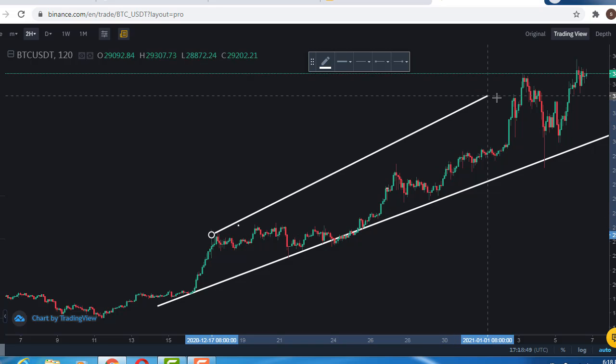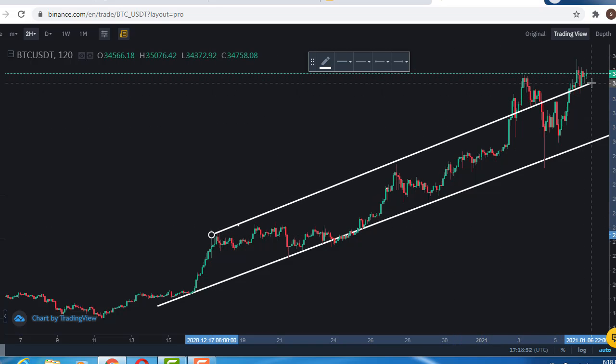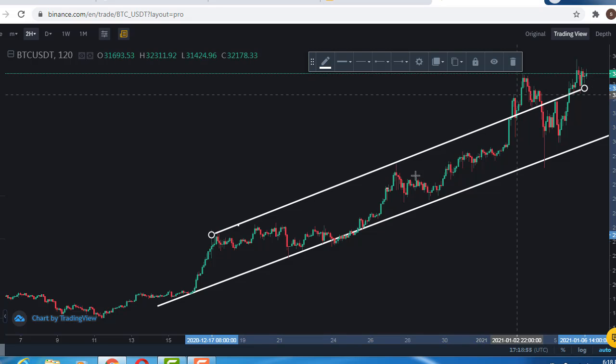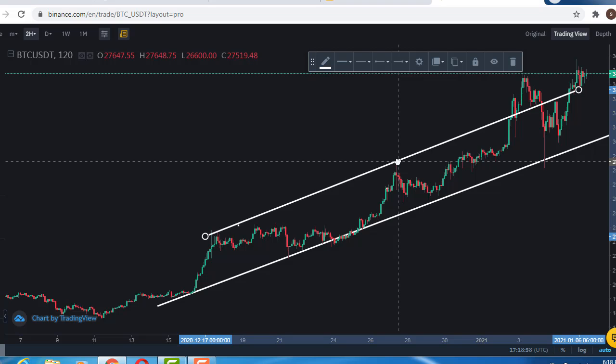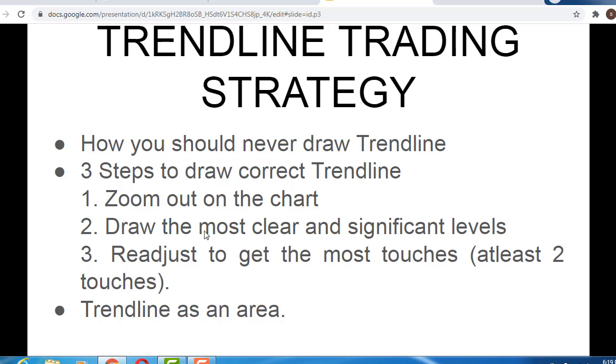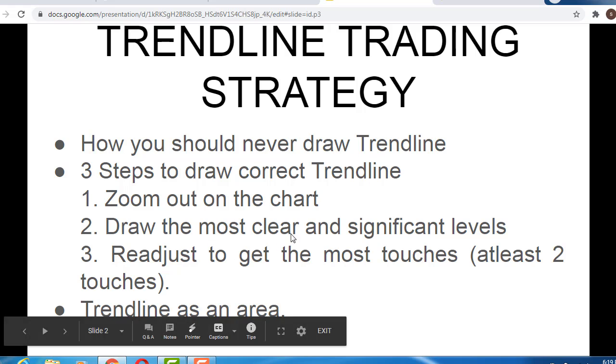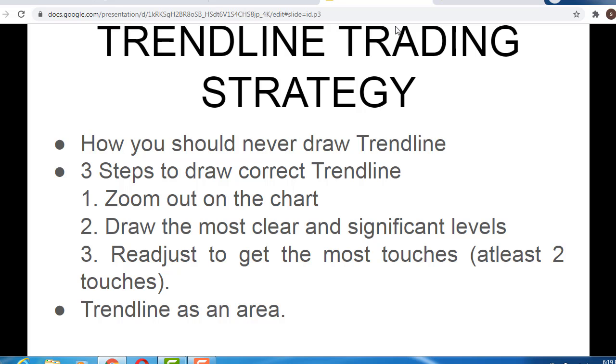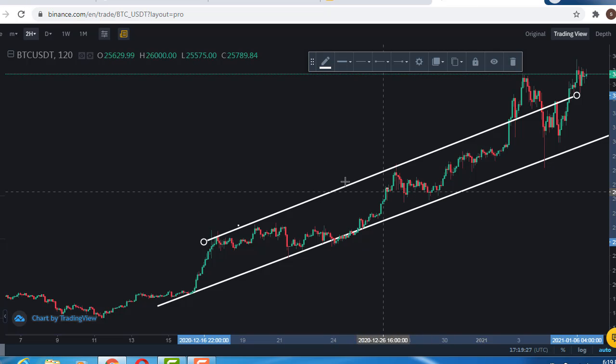That is, you can draw one from this point. You now adjust it for it to have the most touches. See, it has first, second, third, and then this was a breakout. That is, it invalidates the trend line. So that is how you draw a trend line. The first thing you have to do is zoom out the charts, draw the most clear and significant levels, and then adjust the line as I have done in this case. Very, very simple. So that is how you draw trend line.